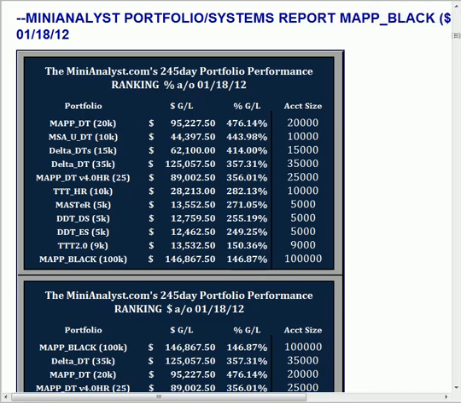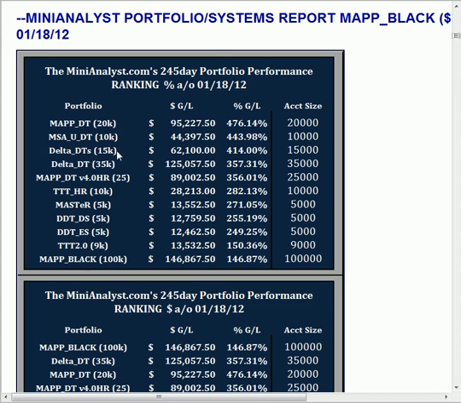We're going to go ahead and look over now. So you have the Delta DTS over the last 245 days since tracking began in January 2011. These portfolios are in real-time tracking that we track every day. Delta DTS has made 414%. Now that's on a $15,000 model. So you're actually looking at a mind-blowing, a staggering 620% on the 10K version.